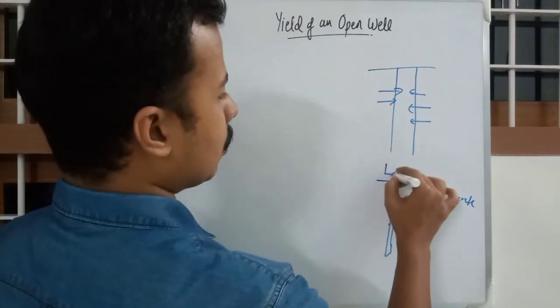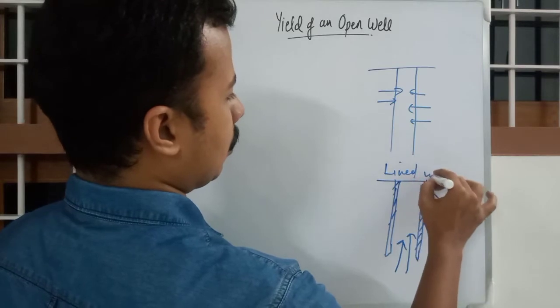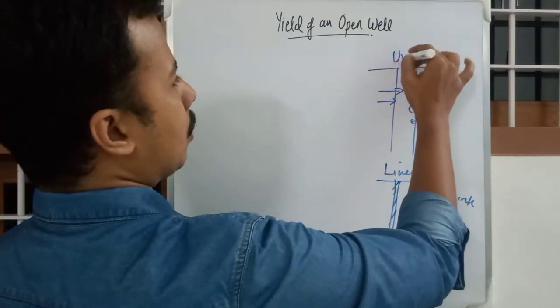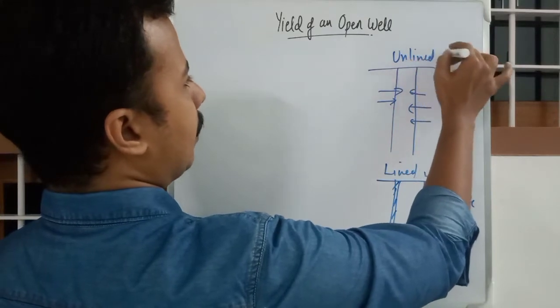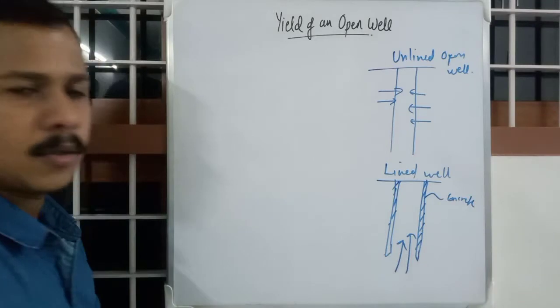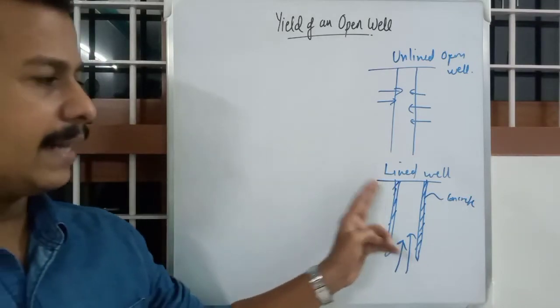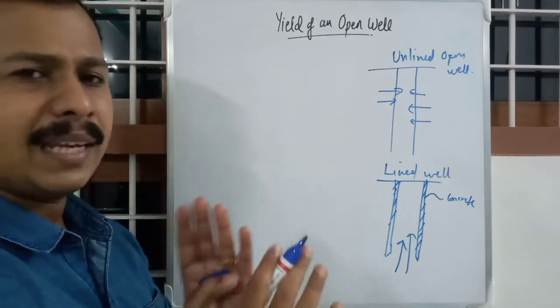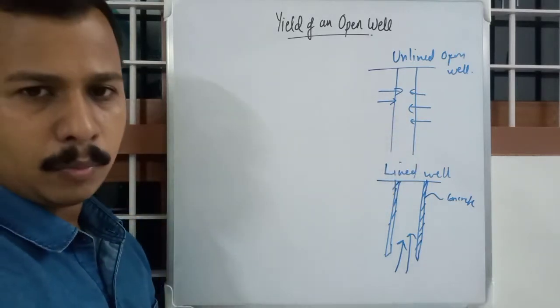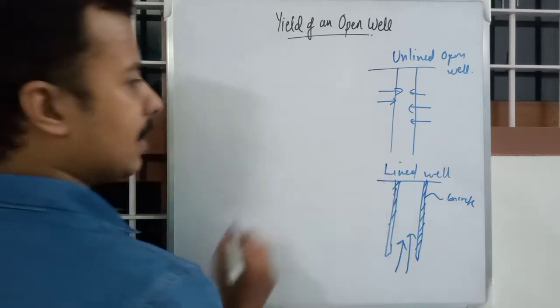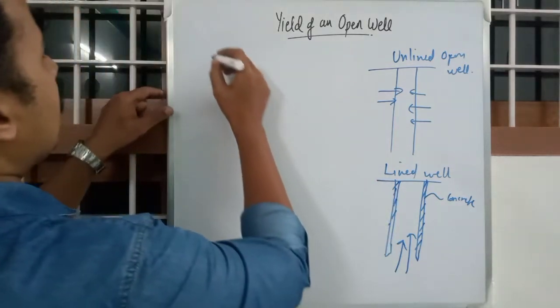That is called a lined open well. This was an unlined open well. So in case of a lined open well, the hydraulics behave very differently compared to an unlined open well.